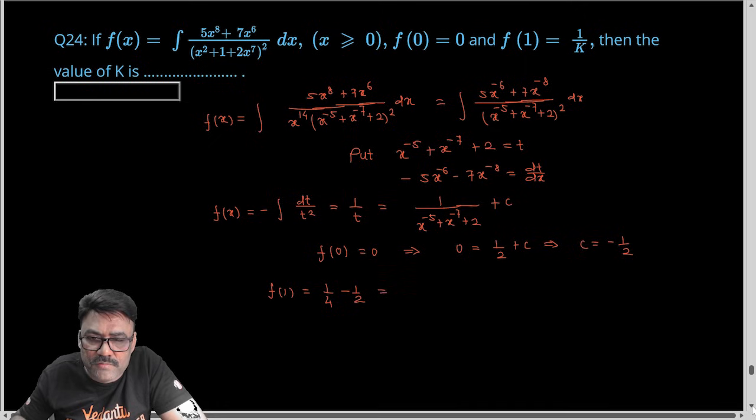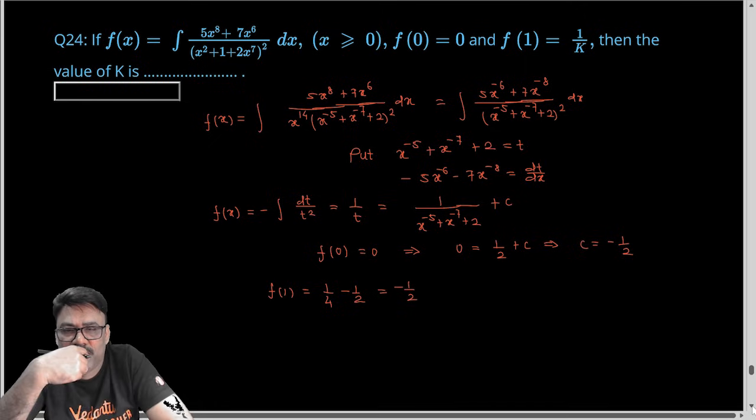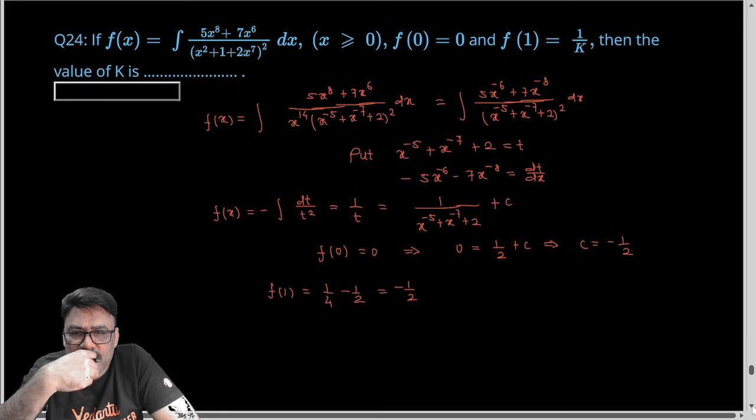So it becomes minus half. Let me check if I'm making some calculation error. So minus dt over t square, yes, it is 1 by t. f0 is 0. f0 is 1 by 2 plus c. So c is minus half.